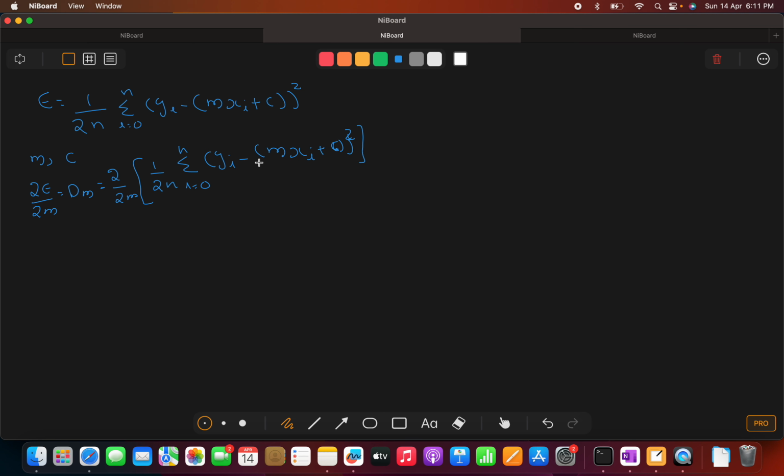This is c and this is all square. Okay. Now I am going to differentiate this. So this 1 by 2n, I can simply make it outside. So this is 1 by 2n. Okay. Now I am going to differentiate this with m.